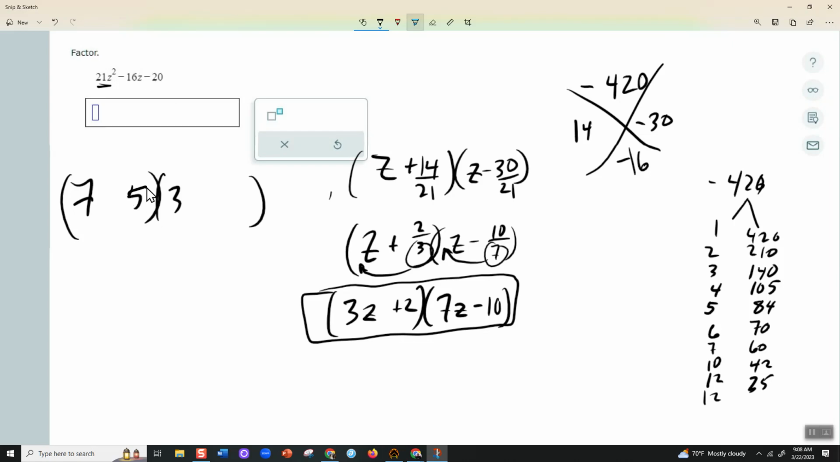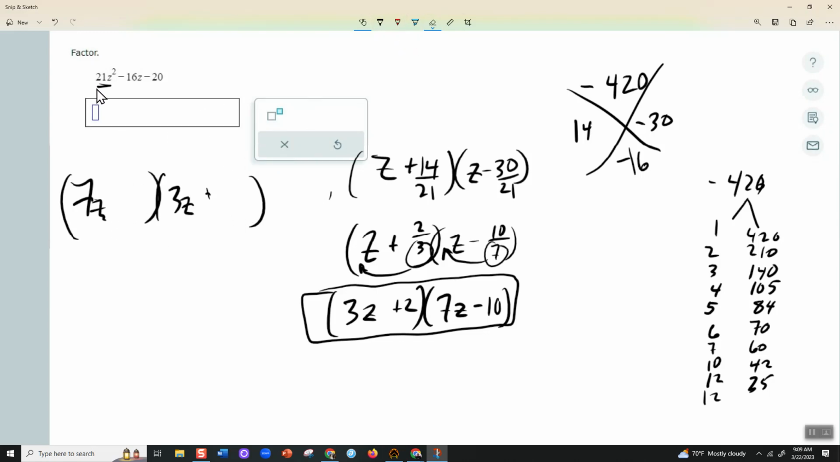So you could try 5 and 4, and you could see if I were to multiply these out, and I would have to make one of them negative to get negative 20. Let's see here, negative 5, positive. Would that give me the negative 16? Obviously, I get the 21z squared, and I get the negative 20, but do I do the 7 times 4 and the 5 times 3, the 28 and the 15, do those add up to negative 16? No, they don't.